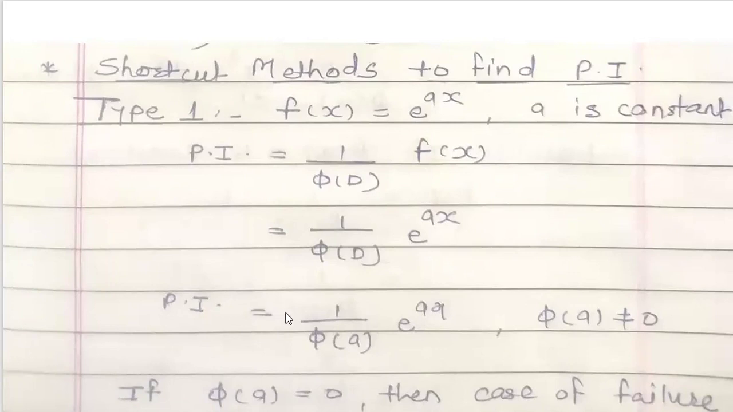It is equal to, so the formula for PI is 1 upon phi of D into e to the power x. Now replace this D of phi of D by the coefficient a. That a is from the exponential function, the coefficient of exponential function. So replace the D by a. And so the PI will be 1 upon phi of a into e raised to ax. But the condition is here that phi of a must be non-zero. The denominator term phi of a must be non-zero.